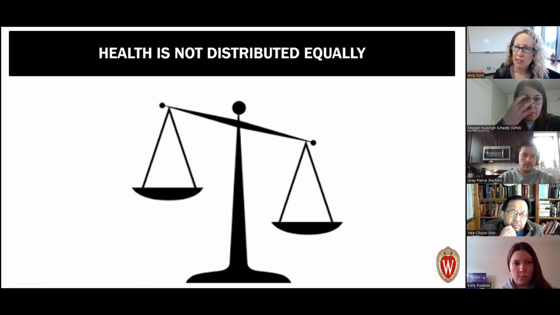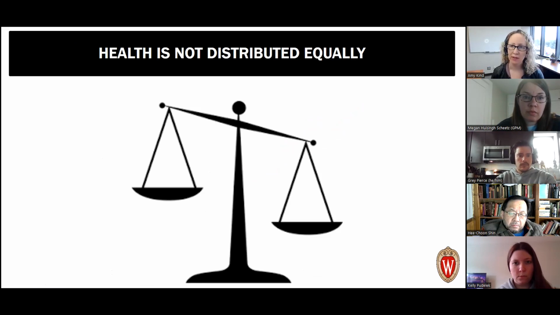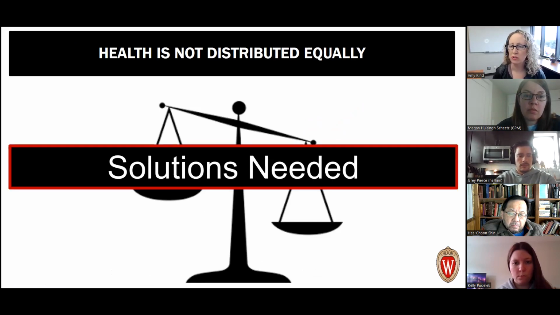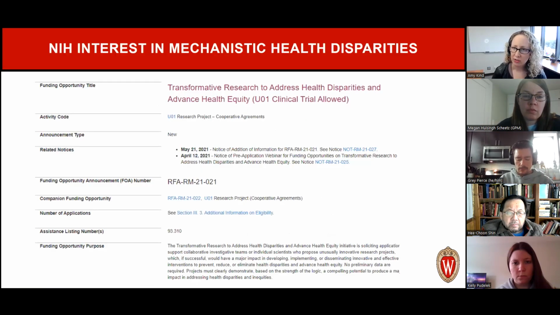So ultimately the issue, and of course I could spend the entire talk on this fact that health is not equal, brain health is not equal, but ultimately in my field and certainly from my own personal interests in research, I am interested in solutions. I'm interested in not just describing the problem, but pushing research forward in such a way that it leads to changes in real world policy, real world intervention, and pharmacologics. And the NIH is interested in this as well.